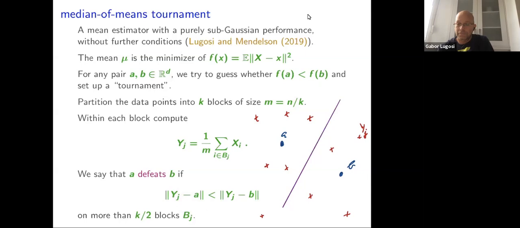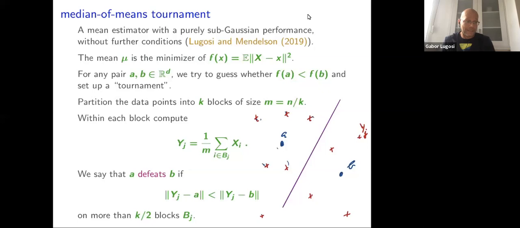Here in this little picture, here's A and here's B, and now we count how many of these red crosses, the Y_i's or the Y_j's, are closer to which. There are 1, 2, 3, 4, 5, 6 closer to A, and 1, 2, 3, 4 closer to B, so A is better. This is how we compare candidates. That's the main idea, and I will say in a second how we can construct an estimator based on this idea.